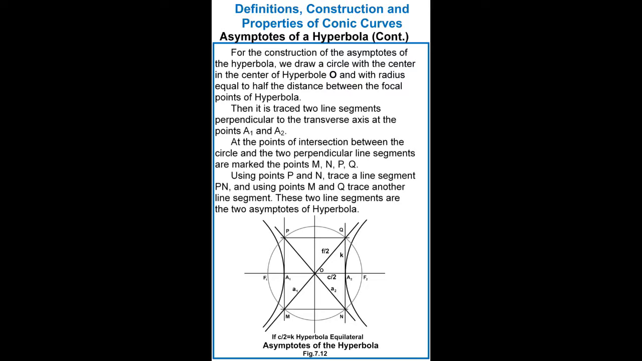At the points of intersection between the circumference and the two perpendicular line segments, the points M, N, P, and Q are marked. Using the points P and N, a line segment is drawn, and using the points M and Q, another line segment is drawn. These two line segments are the two asymptotes of the hyperbola. The two asymptotes pass through the central point of the hyperbola.